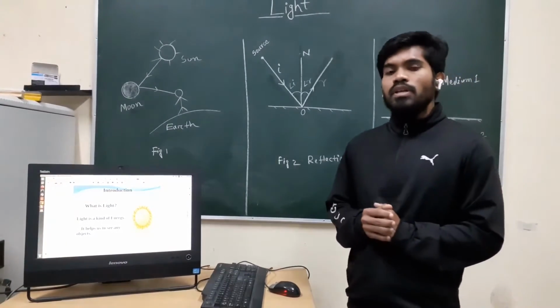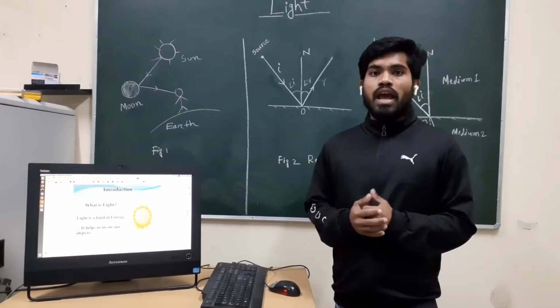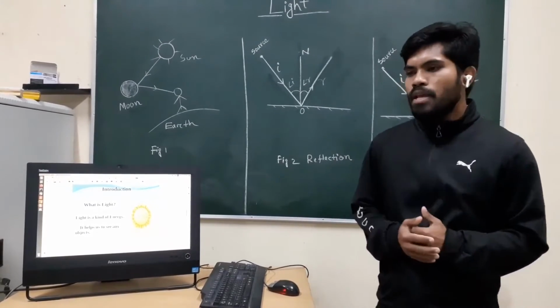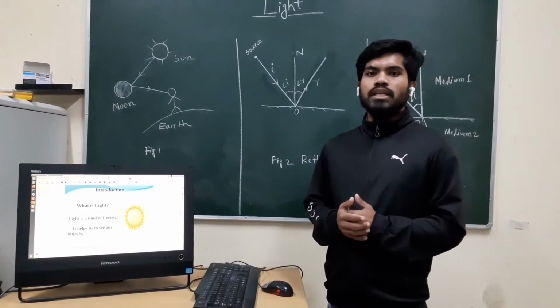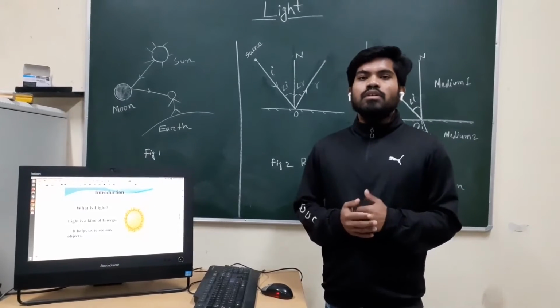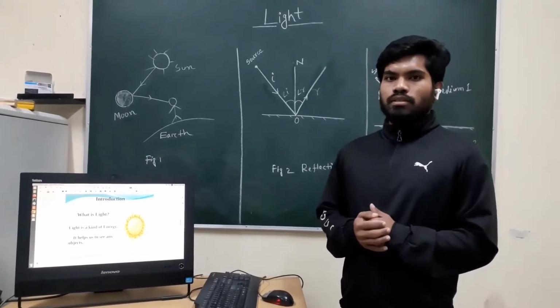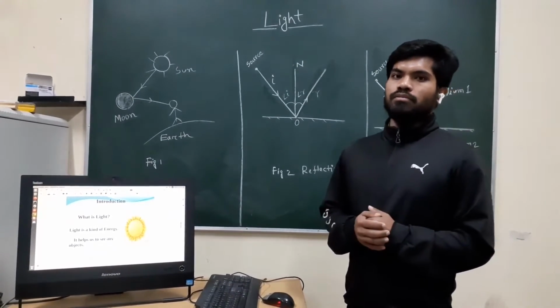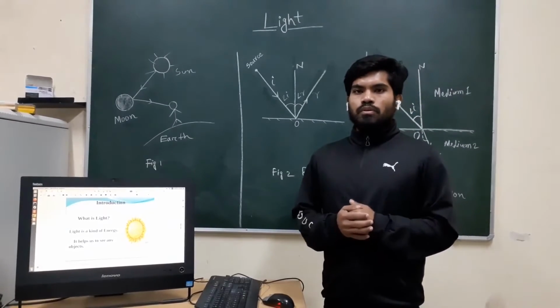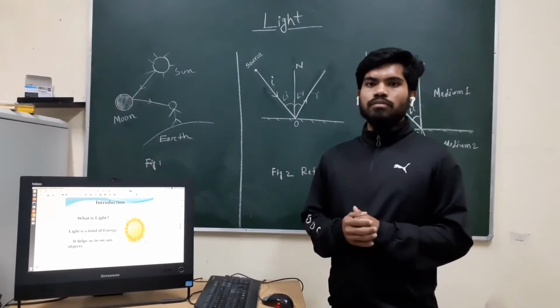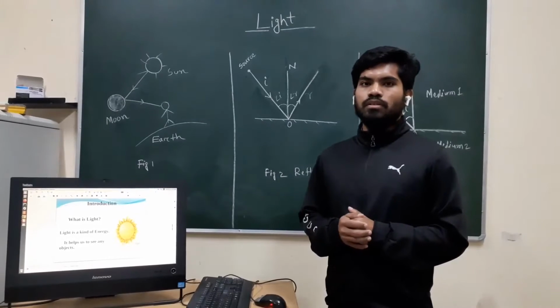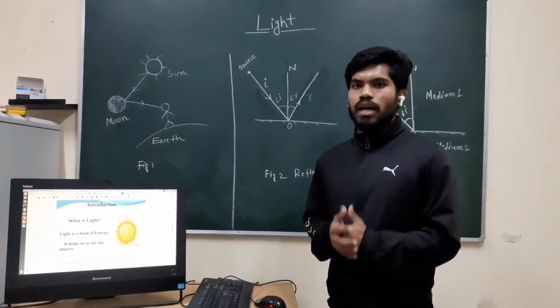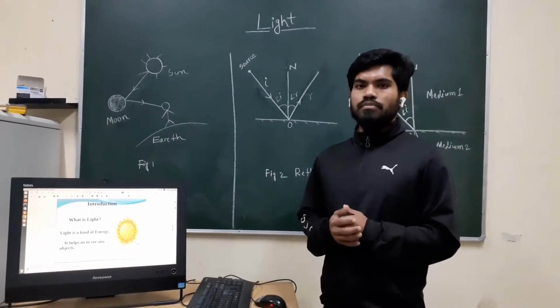Now, how does light help us? It basically helps us to visualize objects. You can imagine a dark room. Without light inside a dark room, nothing will be visible. So only with light are things visible.